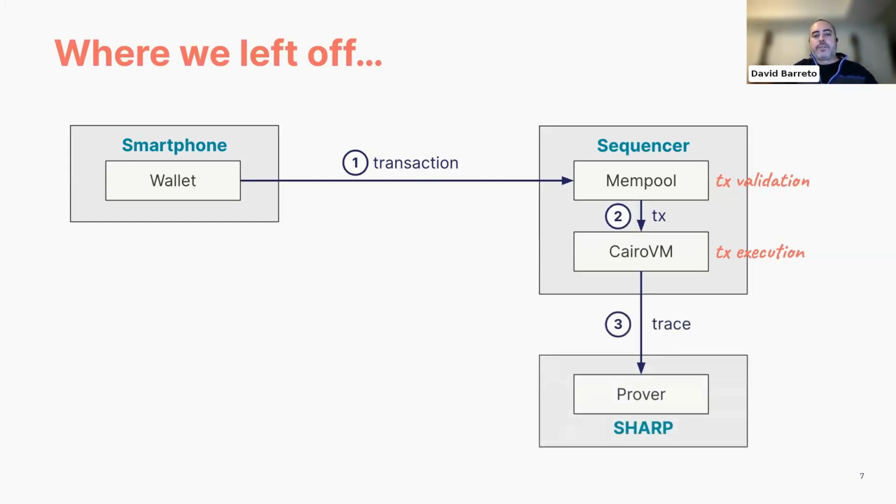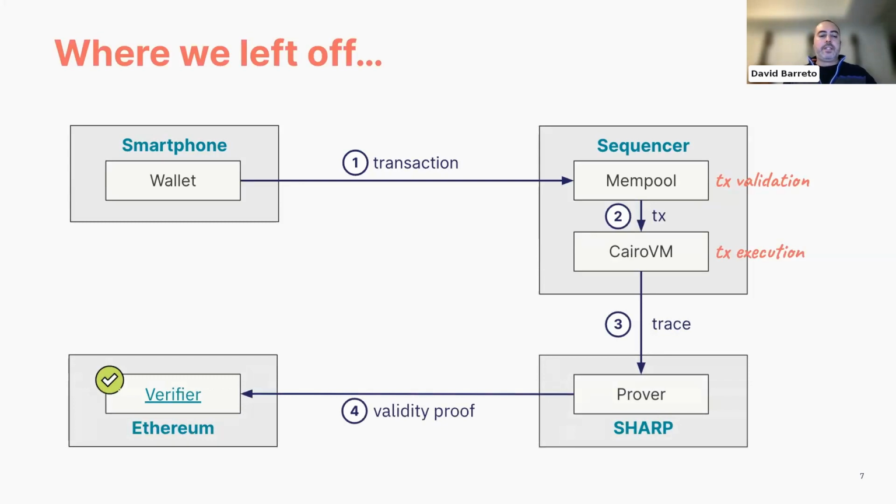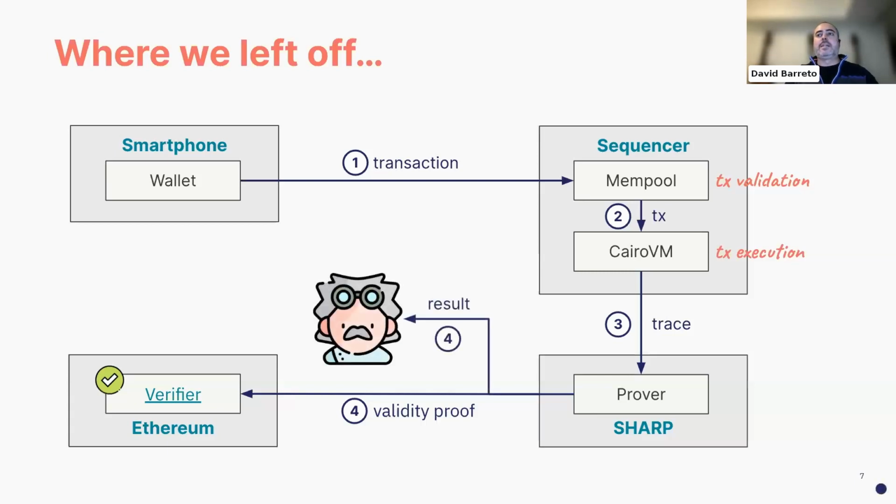And that execution creates what's called an execution trace, which is sent to the prover in Sharp, which is one of the services created by Starkware to serve Starknet and StarkEx to create validity proofs for both. Then the validity proof is sent to Ethereum to a layer 1 smart contract known as the verifier. It's a Solidity smart contract that attests to the integrity of the computation of the transaction, right? So this is what we discussed last time.